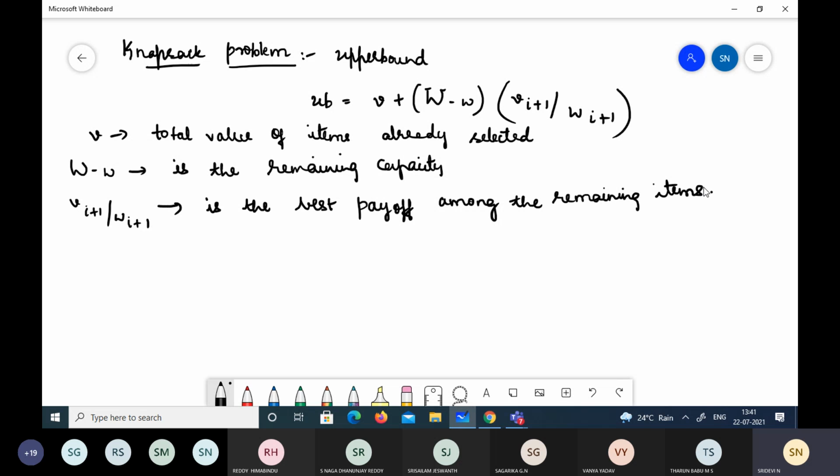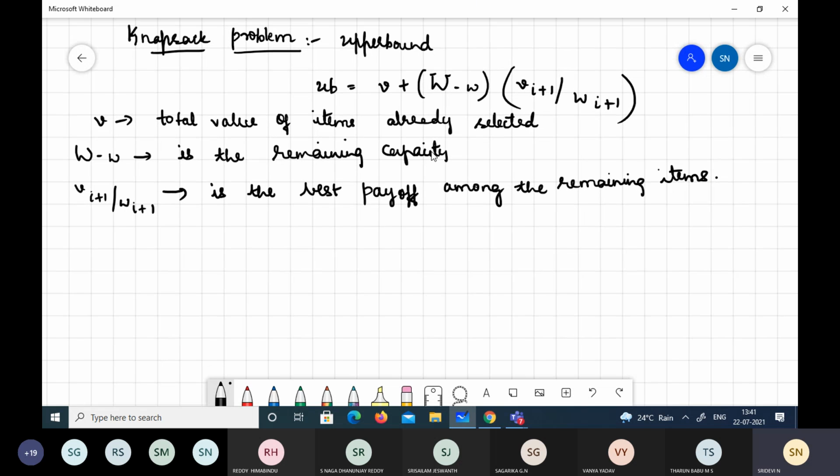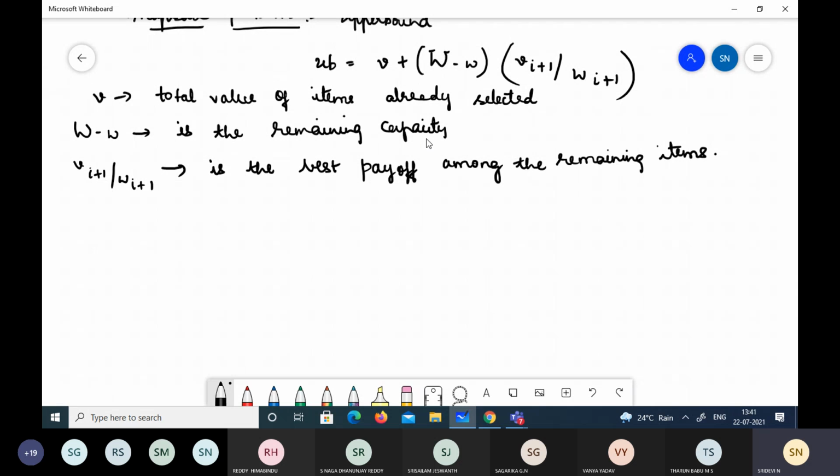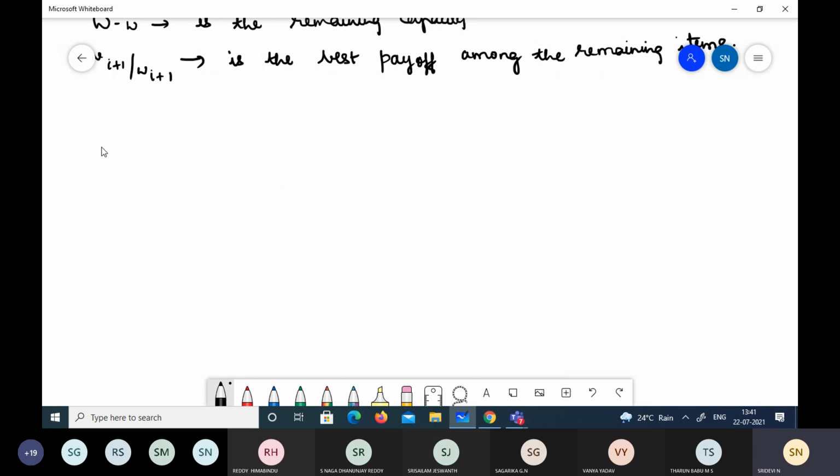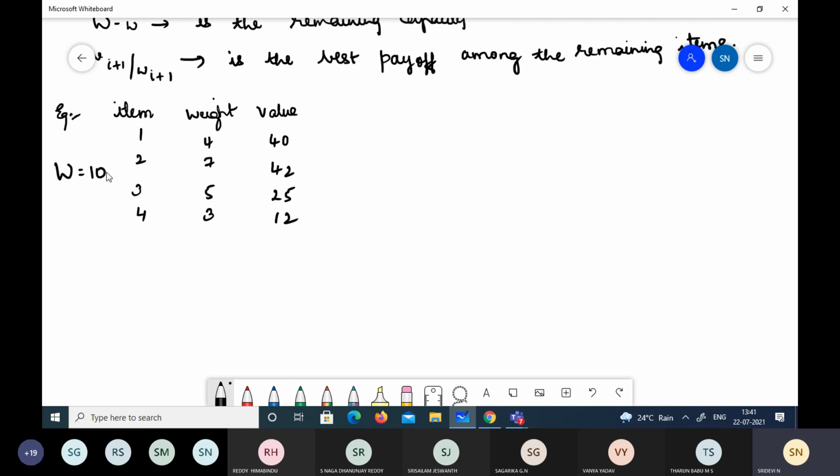Okay, let's start with the problem. Using that formula, we will try to solve it. As an example, suppose the problem has items 1, 2, 3, 4, with weights 4, 7, 5, 3 and values, that is the profit, 40, 42, 25 and 12. The knapsack capacity capital W is given as 10.